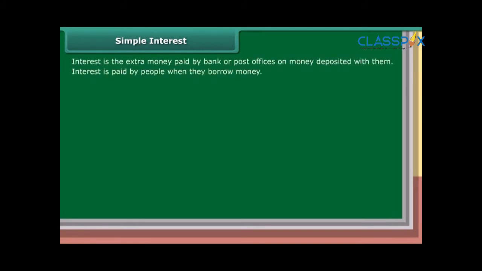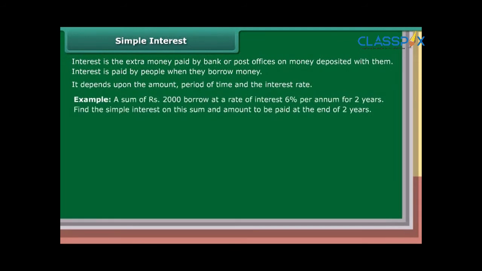Simple interest. Interest is the extra money paid by bank or post offices on money deposited with them. Interest is paid by people when they borrow money. It depends upon the amount, period of time and the interest rate. Example. A sum of rupees 2000 is borrowed at a rate of interest 6% per annum for 2 years. Find the simple interest on this sum and amount to be paid at the end of 2 years.